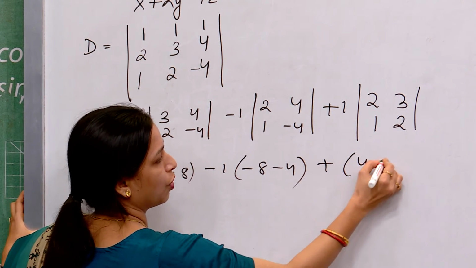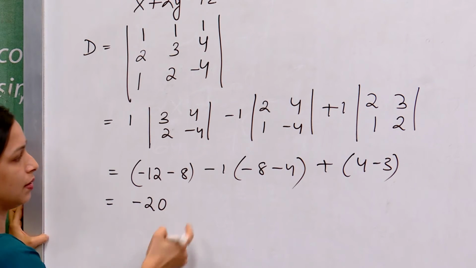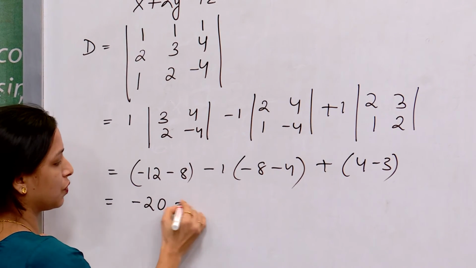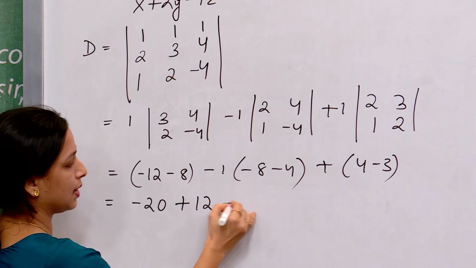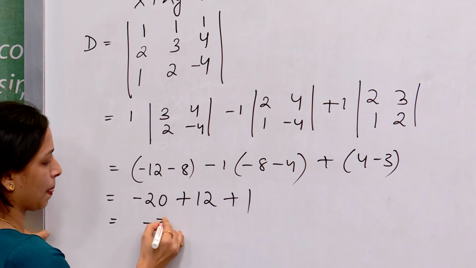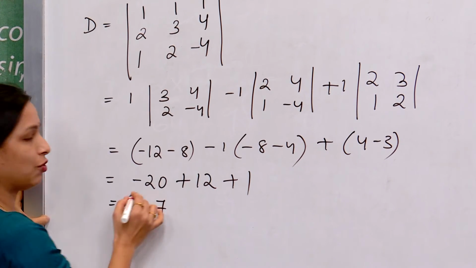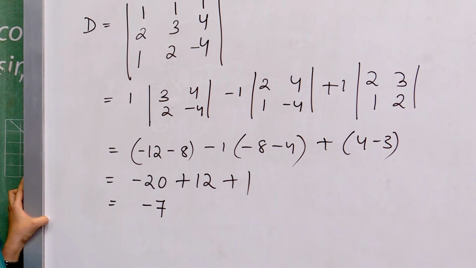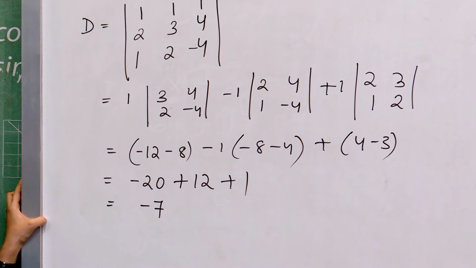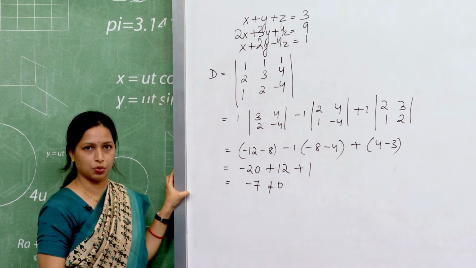Now, we get minus 12 minus 8, minus 1 times minus 8 minus 4, and 4 minus 3. So, here we get minus 20, this will become plus 12, and this is plus 1. So, the value is minus 7. Now, we have to make sure that the determinant value is not equal to 0, only then can we use Cramer's rule. Here we see that the determinant value is not equal to 0, so we can use Cramer's rule here.